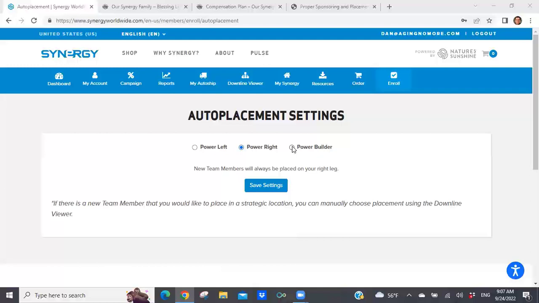Now, if my right leg is my dominant leg, my power leg, the one that I have all my volume in, and my left leg doesn't, well, then it makes sense for me to build my left leg so that I can increase the amount of CV in that leg, which means that my basic commission will go up. So then I would choose Power Left, so that everyone that I personally sponsor would automatically be placed on the outside of the last person on my left-hand side.